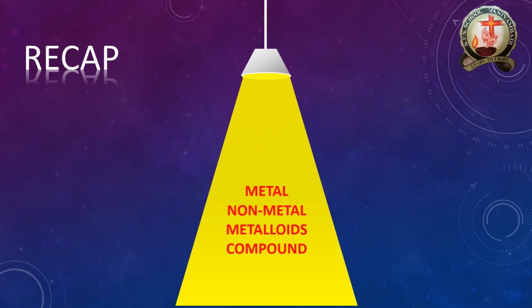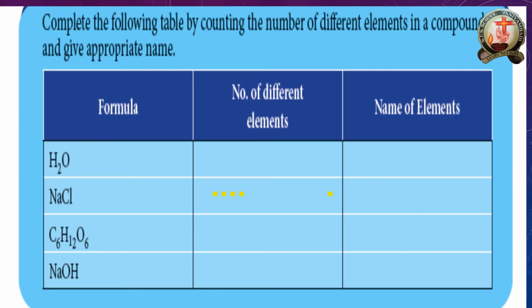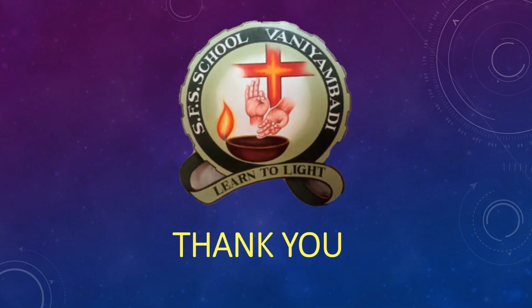I'll give a small recap about this section. What are the things we learned from this lesson? Metal, non-metal, metalloids and compounds. Then I'll give a small assignment with a hint: the formula and what the constituent ions are, and write the name of the substances. Thank you.